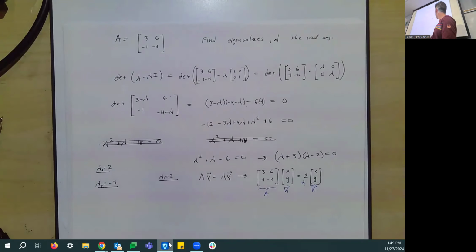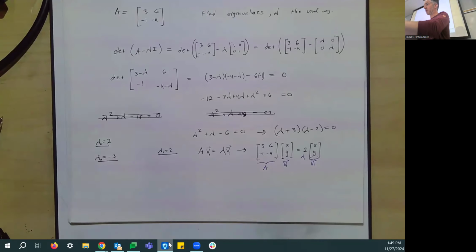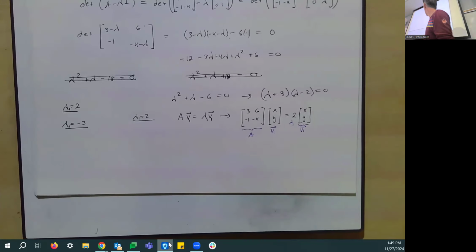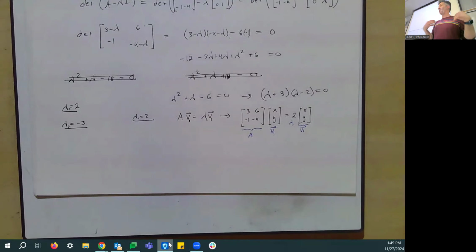There's all the labels. Let's zoom in a little bit, James. Okay, so now here's the nice part of this. You usually only need one of the two equations that this system represents.